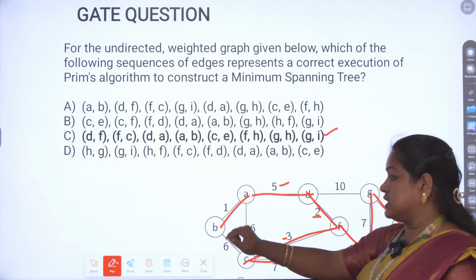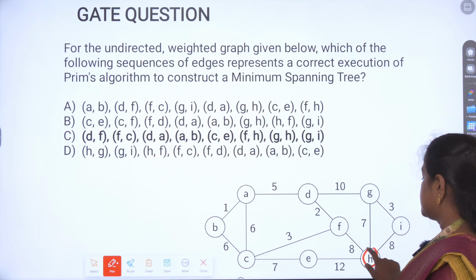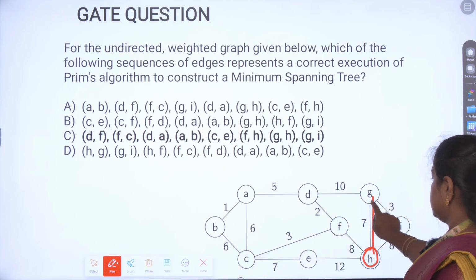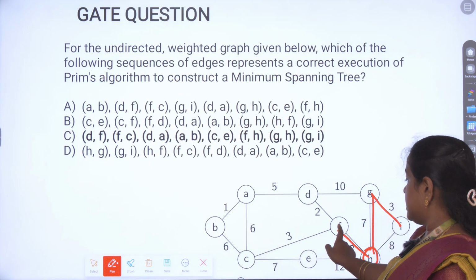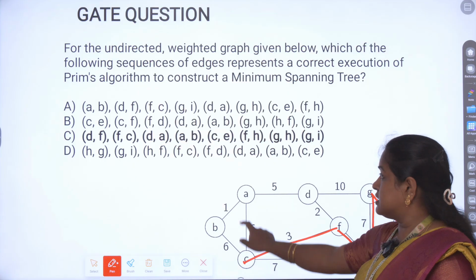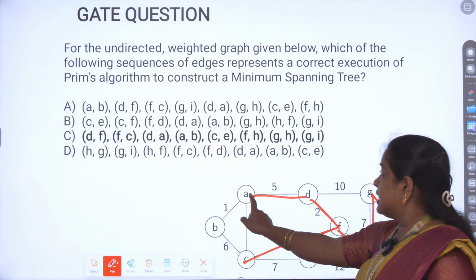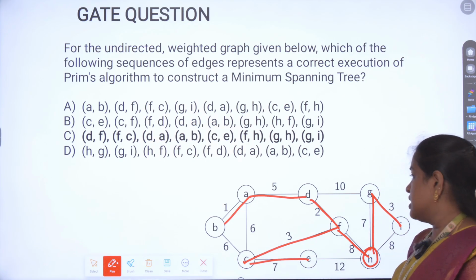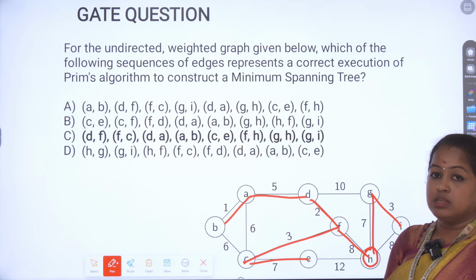Let us see option D. If we take H node and we are traveling from H to G and G to I. Then H to F, F to C it is traveling, then F to D it is traveling, D to A to B, and C to E. So here this is not in an order. So we cannot travel to this.